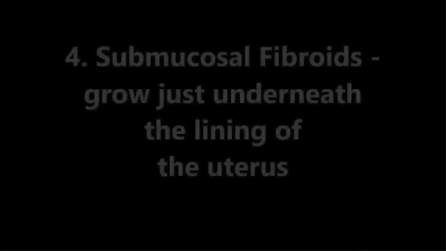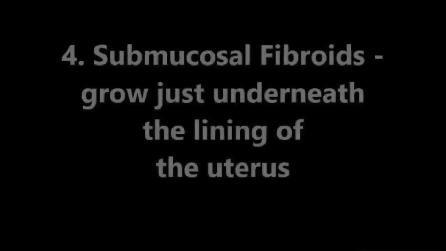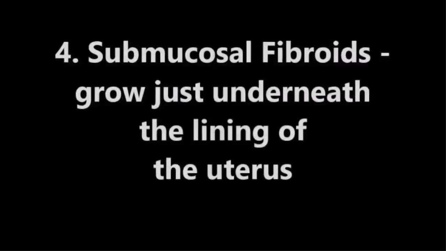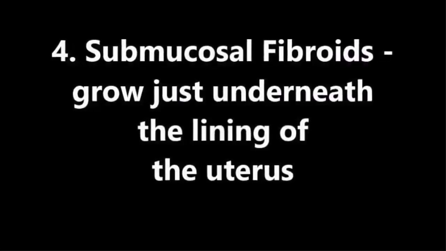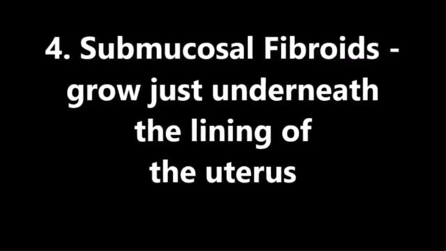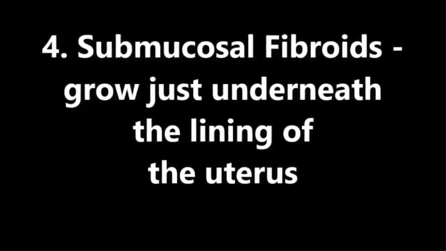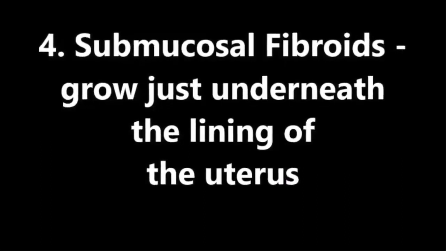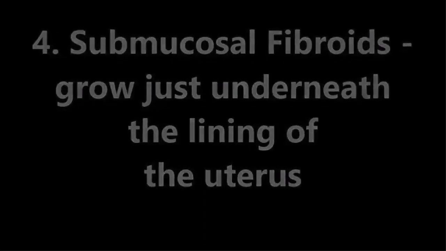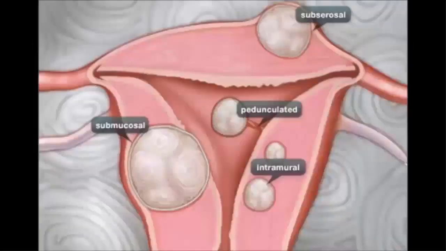For submucosal, these fibroids grow just underneath the lining of the uterus. These fibroids are also associated with long, heavy periods. They can also cause problems for women who are trying to get pregnant. From the diagram, you can see an example of the submucosal fibroid.